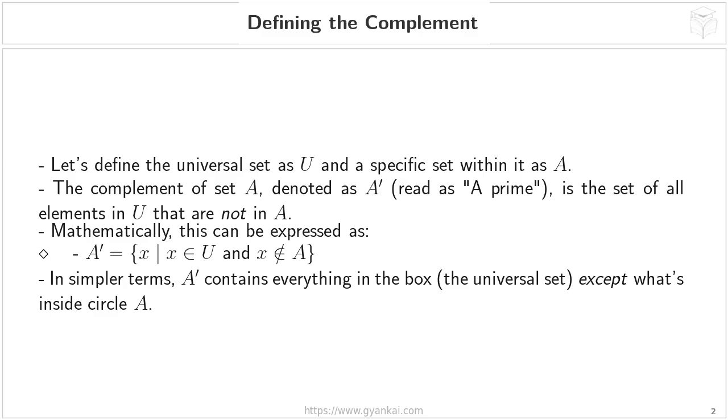This is a crucial definition, and we'll be using it a lot as we move forward, especially when we start looking at more complex Venn diagrams with multiple sets. So, make sure you understand this concept of A prime. It's the foundation for everything else we'll be doing with complements.